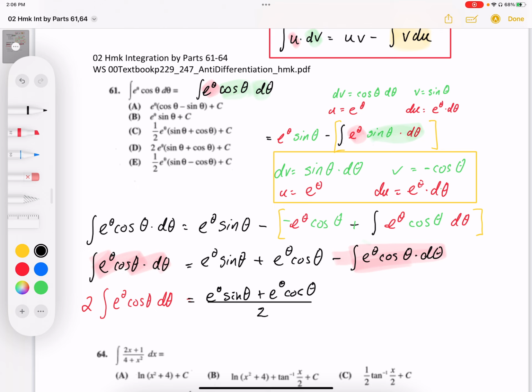So we divide by 2 and divide by 2, and I end up canceling out these terms, so there I have my solution. This represents the integral of e^θ cos θ dθ. And we solve this not by actually undoing the integral, but by regenerating the exact same integral and solving it algebraically by moving it to the other side.